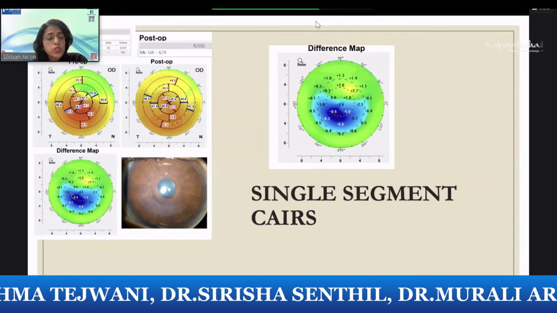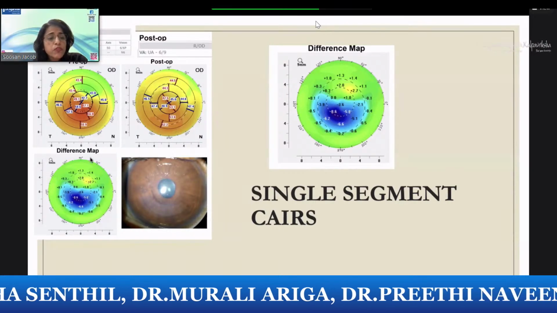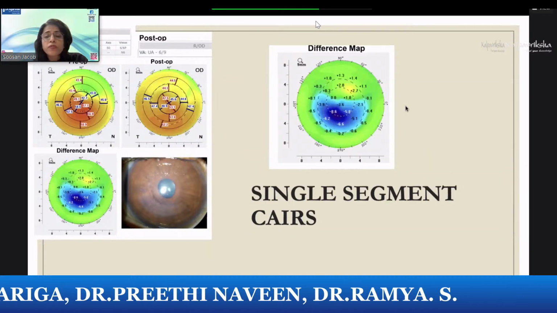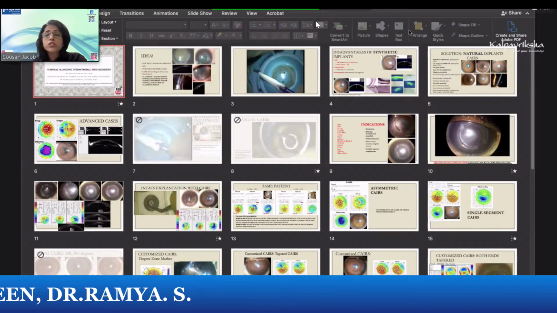You can see here a decentered cone pre-op. For the decentered keratoconus, we put in a single segment and got flattening above the segment, with the compensatory steepening you get on the opposite axis, which was the flat axis here. So an overall much better topography and improvement in vision.